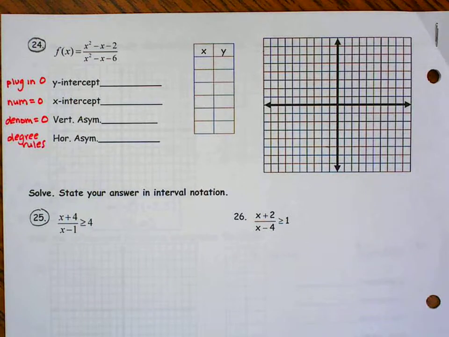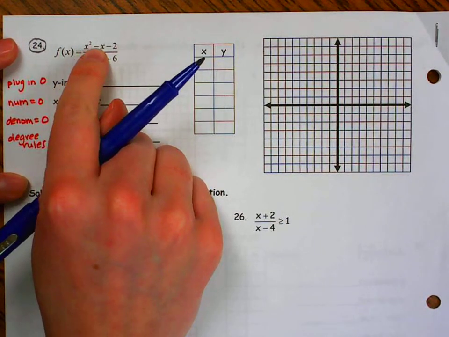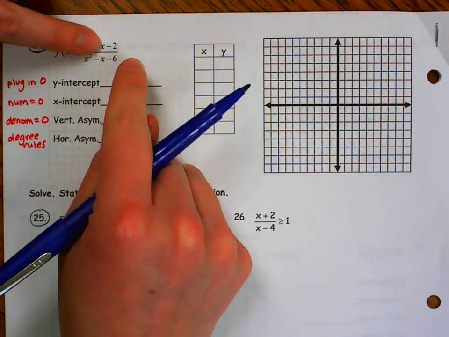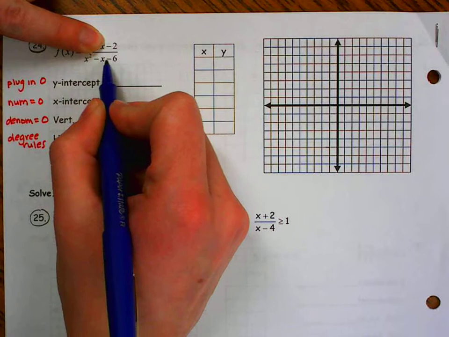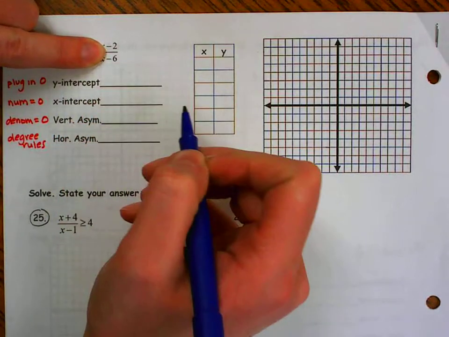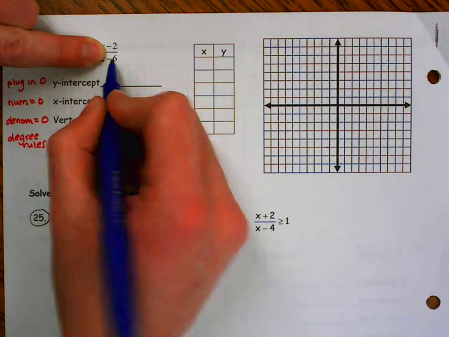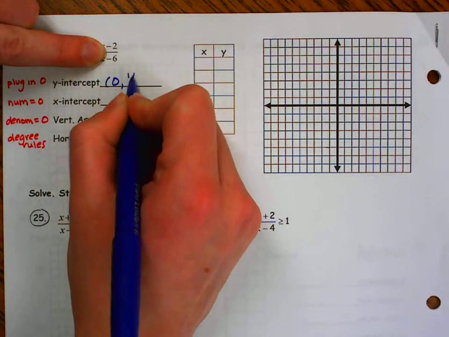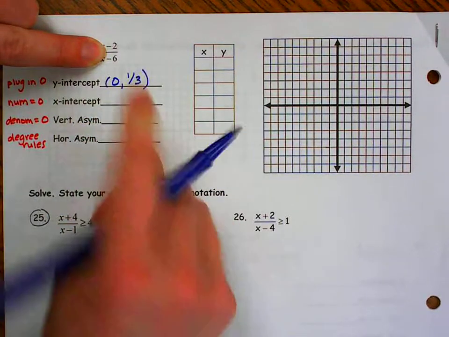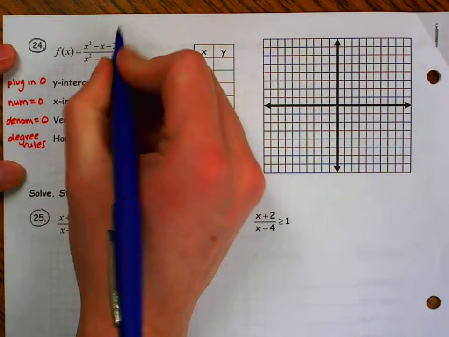So let's jump right in. If I plug in 0, I'm going to get 0 minus 2. So it's essentially minus 2. If I plug in 0 down here, I get 0 minus 6. So I'm really just left with that minus 6. So my y-intercept is going to be negative 2 over negative 6. I plugged in 0. That simplifies down to 1/3. So I plugged in 0. I got out 1/3.